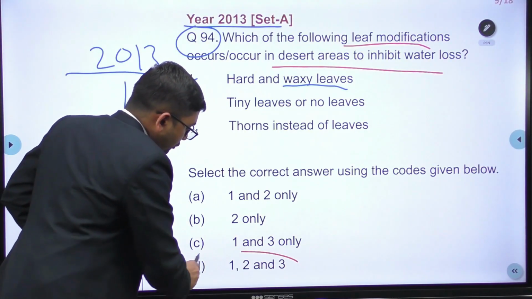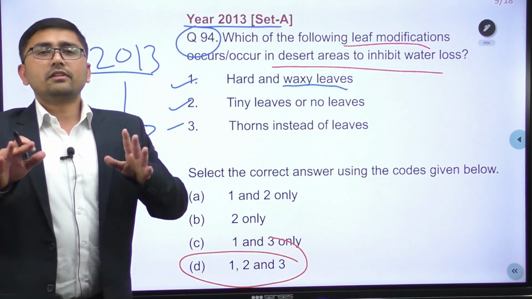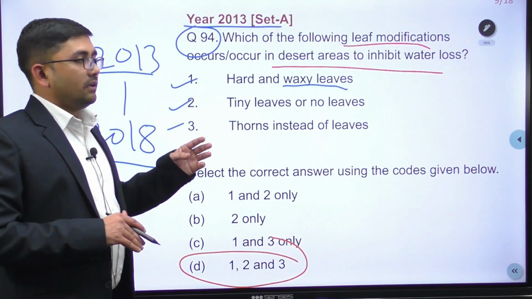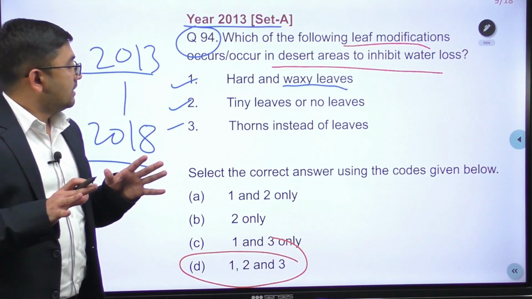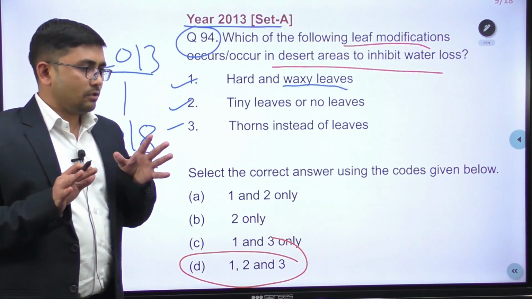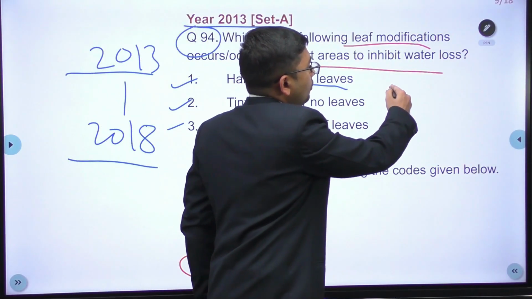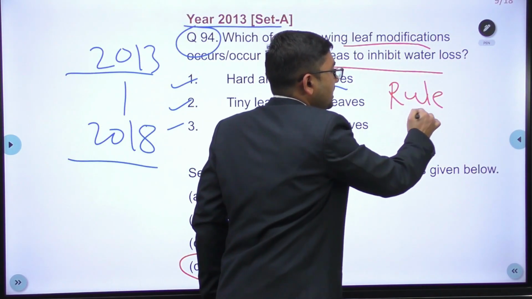Here your answer should be D, 1 2 3. If you are in confusion mode, that is, you are confused between all three statements, or any two of them look feasible, likewise, if you are in that confusion mode, then do remember our rule number 20.